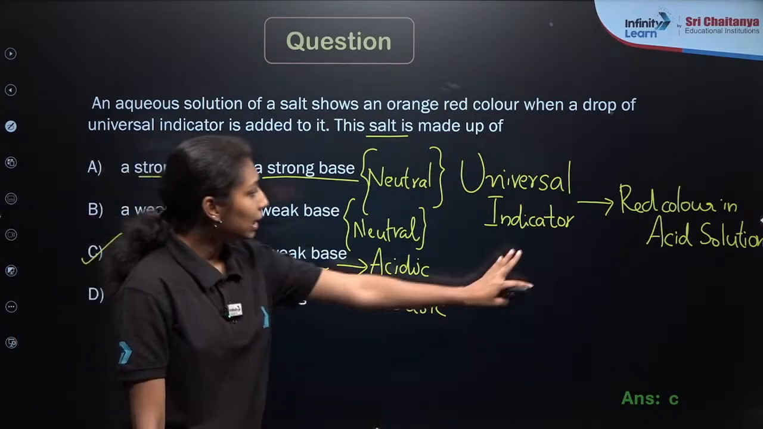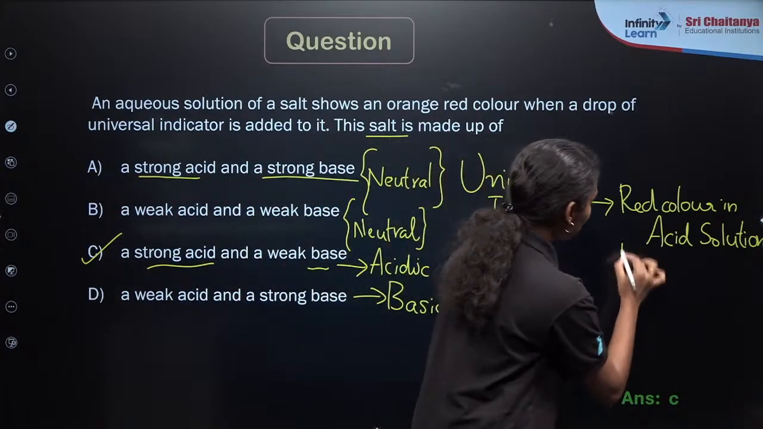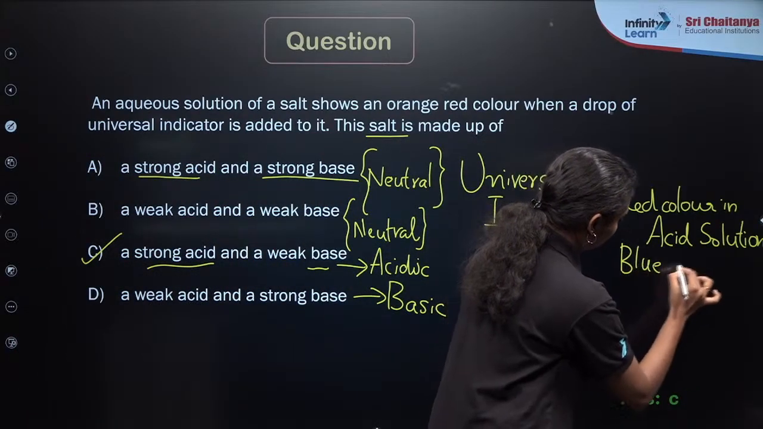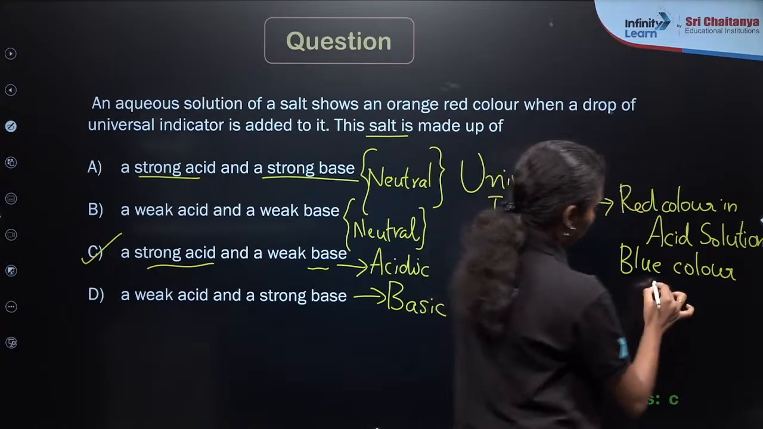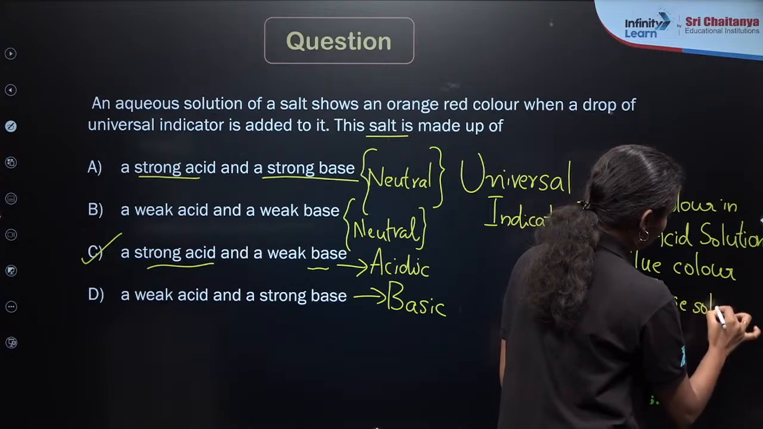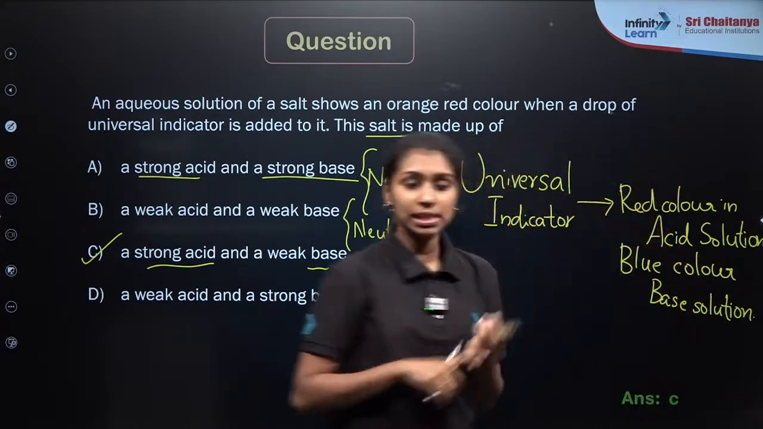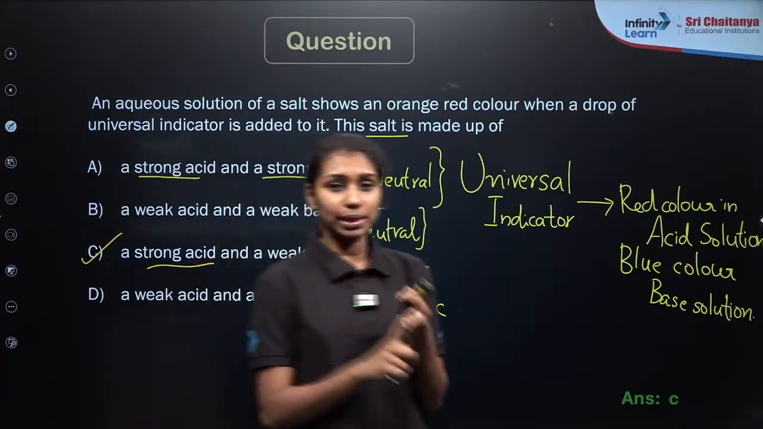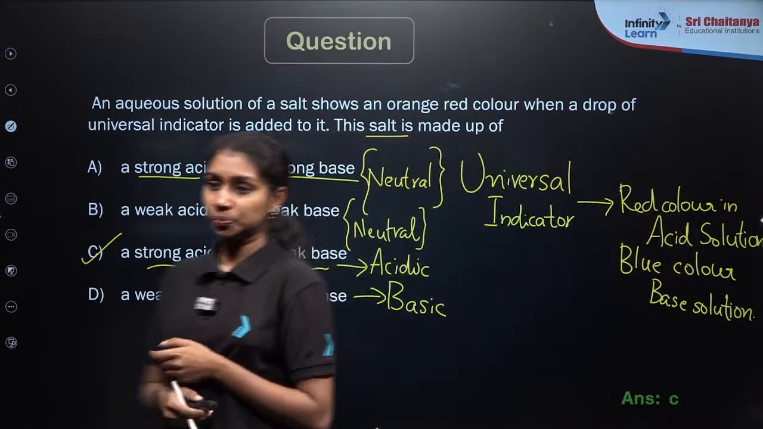Okay, fine. Similarly, if you take universal indicator in a base solution, it will turn blue. Clear? So you must have an idea about the color change of different indicators. What about the universal indicator? What about phenolphthalein? What about methyl orange? Right? So now let me move to the next question.